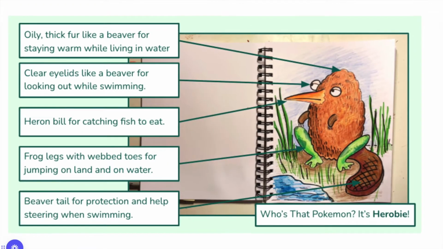And here is my Pokemon with labels. So I've used Google Slides to add in my labels. So we won't go through all of those, but you can pause the video if you want to read them. And I gave him a name, so it's Harabi. So the name combines heron, froggy, and beaver, because those are kind of the main animals which I combined.